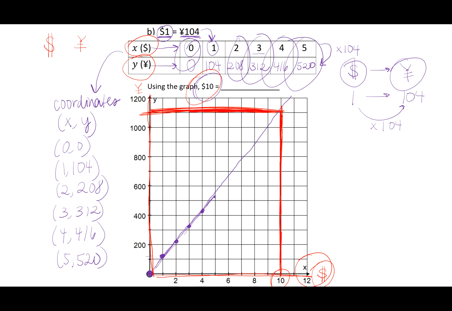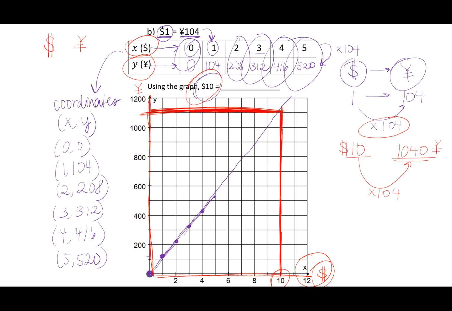So my graph is not perfect. Obviously, I do not have a ruler, so I'm estimating values here. It's not going to be quite perfect. But let's take a look. We know that for $10, to get from dollars to yen, I multiply by 104. So if I take 104 times 10, that gives me 1,040 yen.